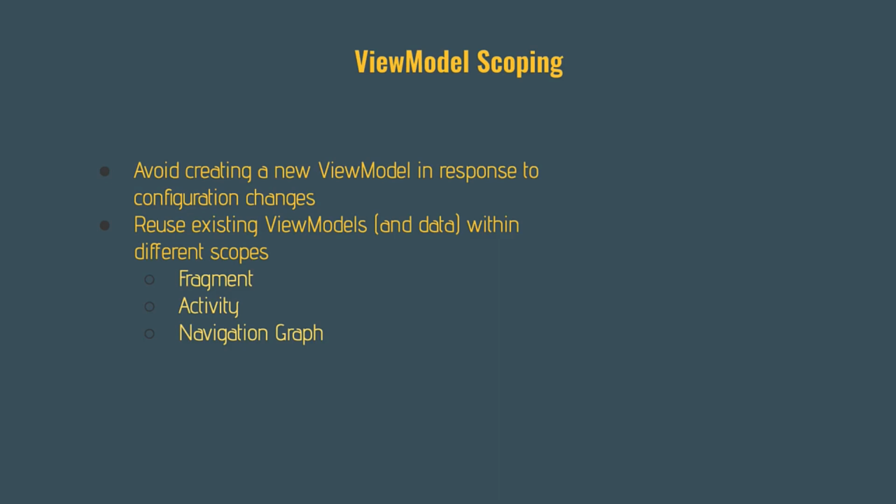So we want to reuse our existing view models, and we can reuse those within a couple different scopes. When I say scope, essentially that defines how long the view model will stay active. So for example, you could define a view model scope that says, for as long as this fragment is on the screen, this view model will be active. Or you could say, for as long as this activity is alive, we're going to reuse the same view model. So anytime someone asks for a particular type of view model, we'll hand back the same one. And similarly, you could do the same for a navigation graph.